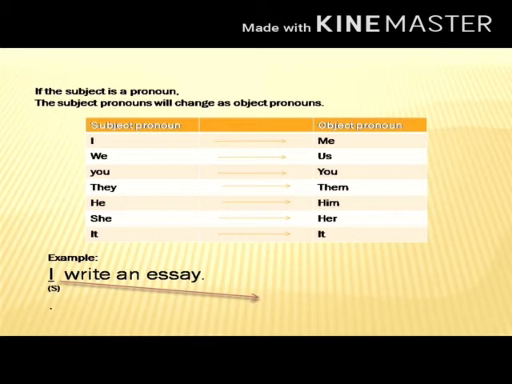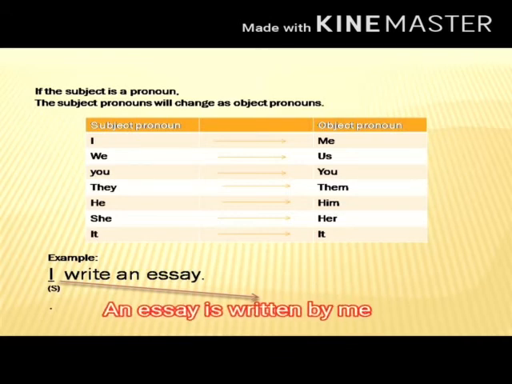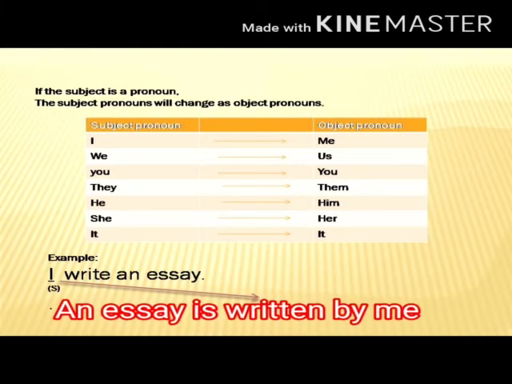Let's see how the subject pronouns will be changed while converting a sentence into passive. I, me, we, us, you, they, them, he, him, she, her, it. Let's see one example. Look at the active voice sentence, I write an essay. Here, the subject is a pronoun. I is a pronoun. It is changed as me while converting it into passive voice.